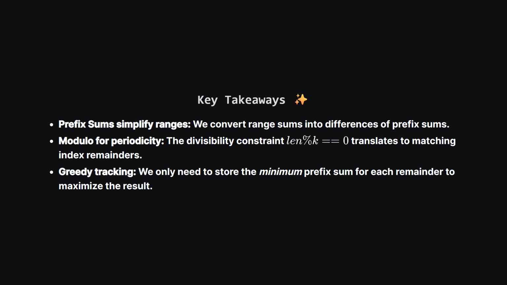So to wrap things up, there are 3 big takeaways here. First, prefix sums are your best friend whenever you are dealing with sums of subarrays. Second, whenever you see a problem involving periodicity or divisibility by k, think about using the modulo operator to group indices. And finally, by greedily keeping track of only the smallest prefix sum for each group, we can solve the problem in a single pass.